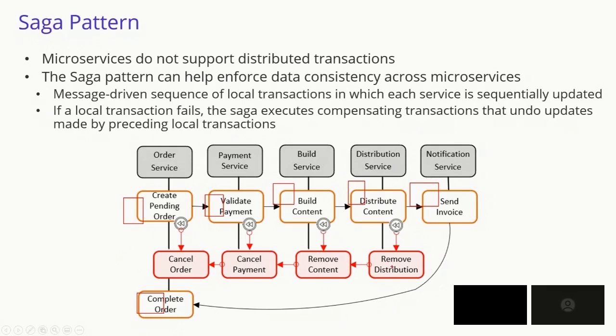So notice in red, we have compensating transactions. If the distribution service were to publish a distribution failed event, we would remove that distribution. We would publish an event, the build service would grab it, remove the content, and publish an event. The payment service would grab that, cancel the payment, and publish an event that the order service would then grab, and the order service would cancel the order.